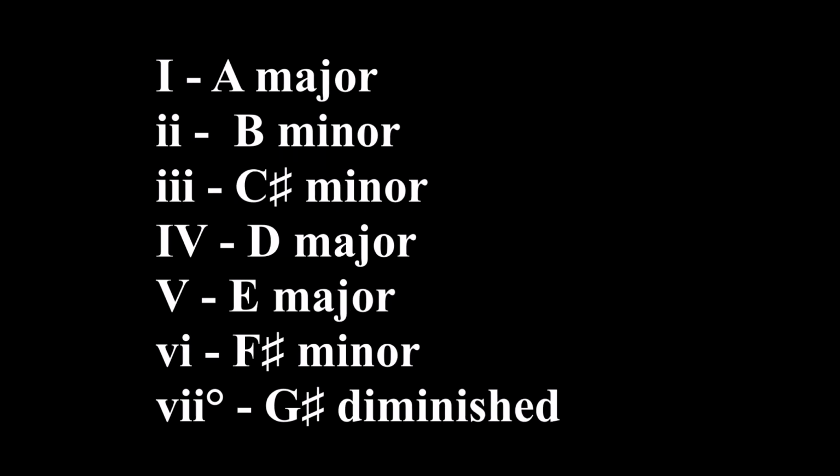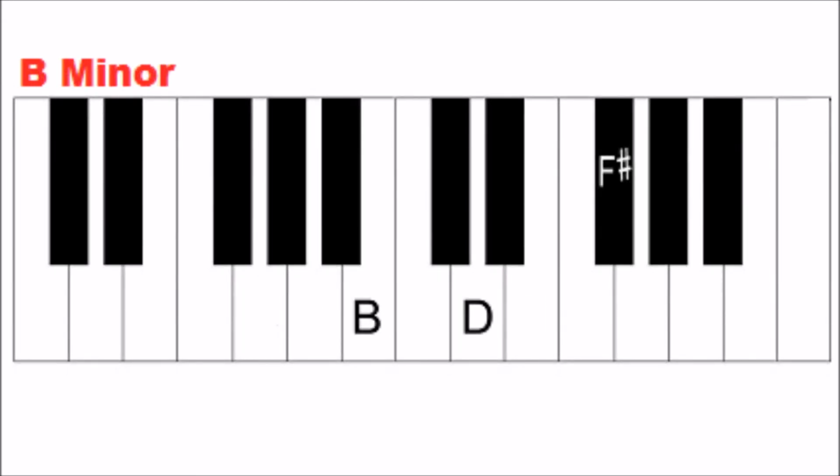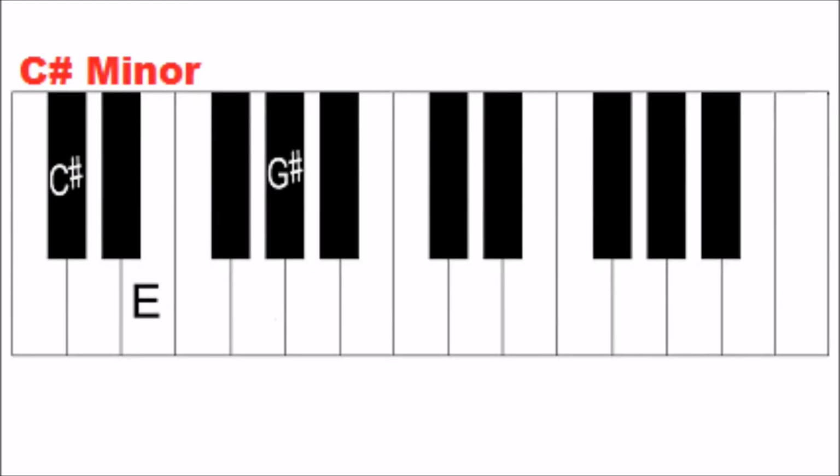What are the notes of each chord in the key of A major? Let's start with the triad chords, or the 3-note chords. The notes of chord 1, A major, are A, C sharp, E. The notes of chord 2, B minor, are B, D, F sharp. The notes of chord 3, C sharp minor, are C sharp, E, G sharp.